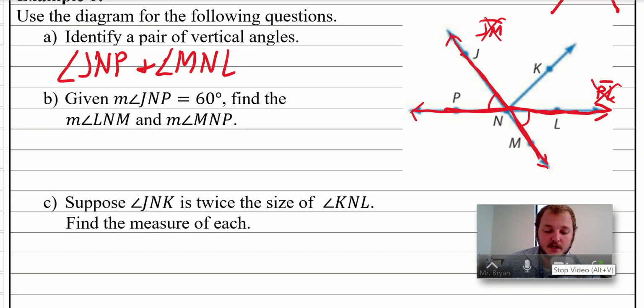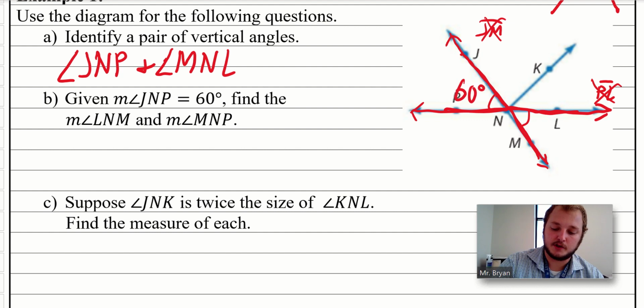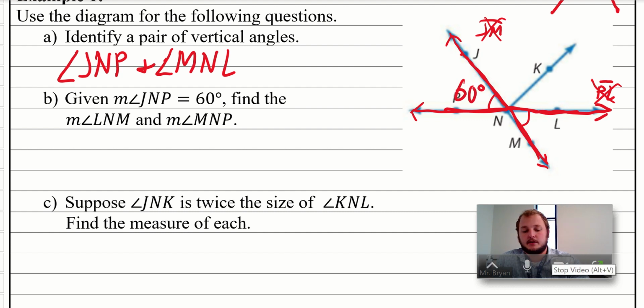if I'm given that measure of angle JNP equals 60 degrees, it wants me to find the measure of angle LNM, and it wants me to find the measure, remember that little M is just saying measure, of angle MNP. Okay, so first thing I'm going to do, anytime I'm given information, once I figure out that's the length of a segment, or that's the measure of an angle, I'm always going to mark that on my diagram. So I have this here, JNP is 60 degrees.